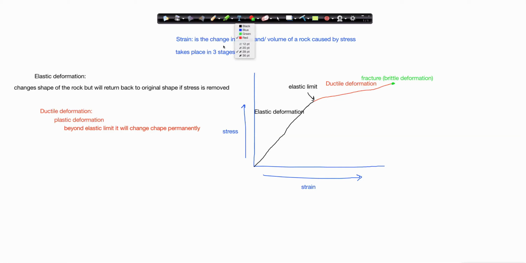And then the last one is brittle deformation. Basically, the accumulation of strain breaks the rock, and this is also known as fracture. So you're going to break the rock. You eventually get past the point where you're adding more and more stress, you're changing the shape, eventually the rock can't change anymore or bend anymore, it'll actually fracture and break.